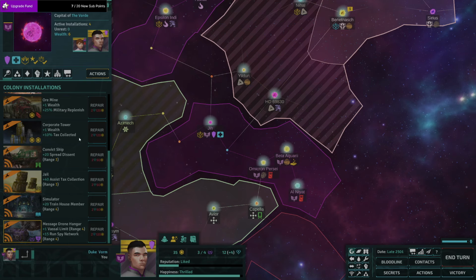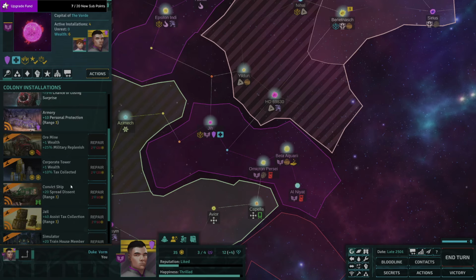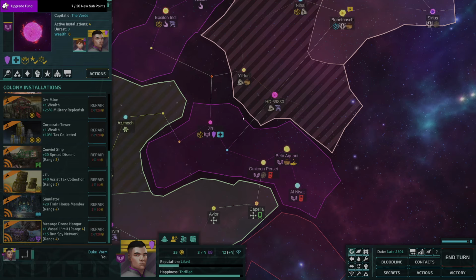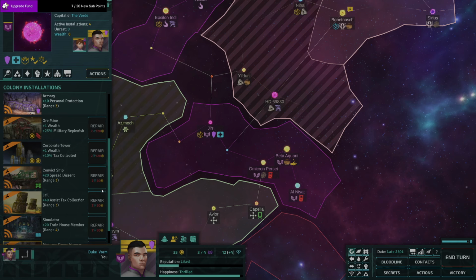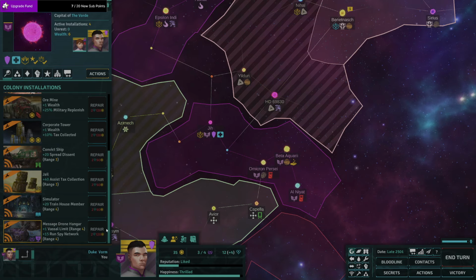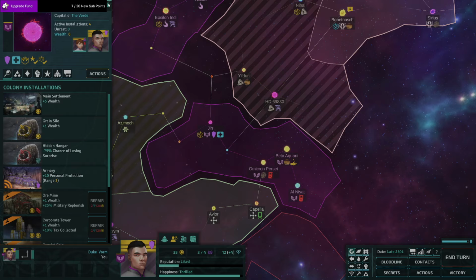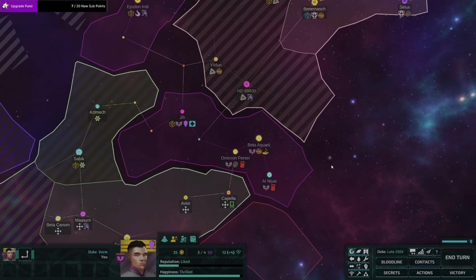I don't like my list as much as I liked it in my test game. I think we had a much better list of installations on our home planet. I haven't looked at these guys in detail, but if I were going to pick one, I'd probably just go for Corporate Tower, the wealth and tax collection bonus, but it costs 120. So, yeah, I'm not sure beyond that. That's not a great list. I don't like that list as much.